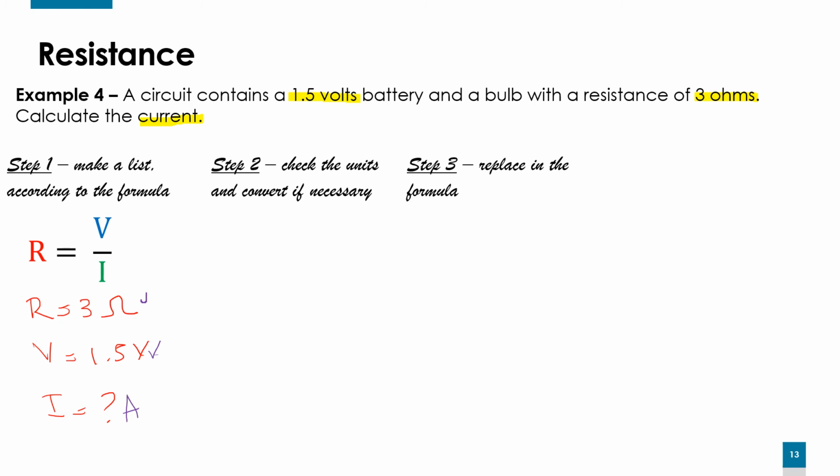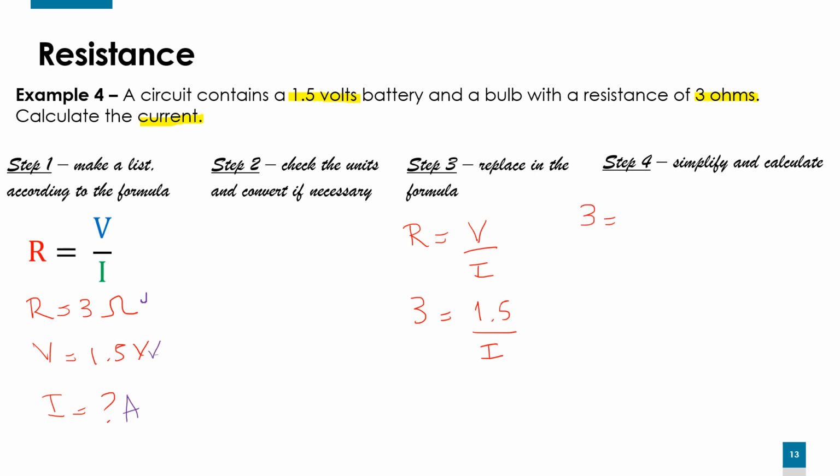Step 3, replacing the formula. I'm going to write the formula again. So R equals V over I. Resistance 3, voltage 1.5 over I. And step 4, simplify and calculate. So I'm going to just write again 1.5 over I. And I'm going to simplify. So 3 here, I'm going to put over 1.